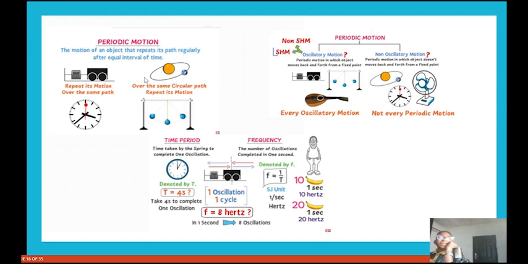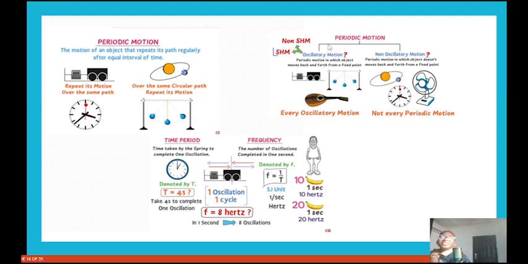So we can see it now. Over the same circular path, it's repeating it. And this one, a to and fro movement. This is a pendulum. This is the starting point of the pendulum. It will go up, come to this point, go up, come to this point. We call this point the rest position, and that is where PE is maximum. PE is maximum at this point and at this point, while at the center, kinetic energy is maximum. So that is periodic motion.